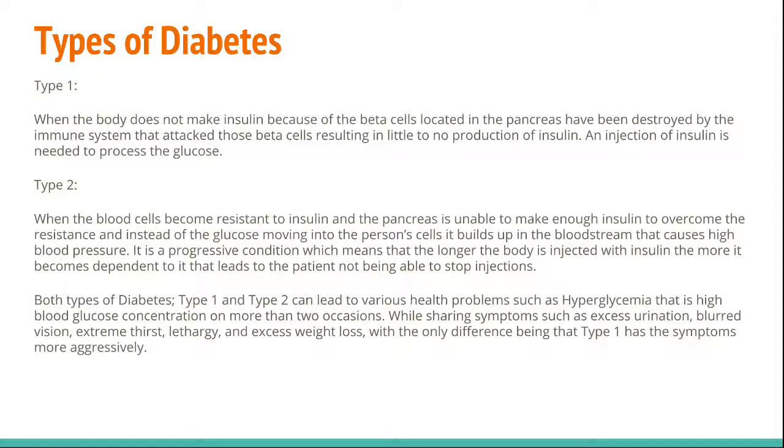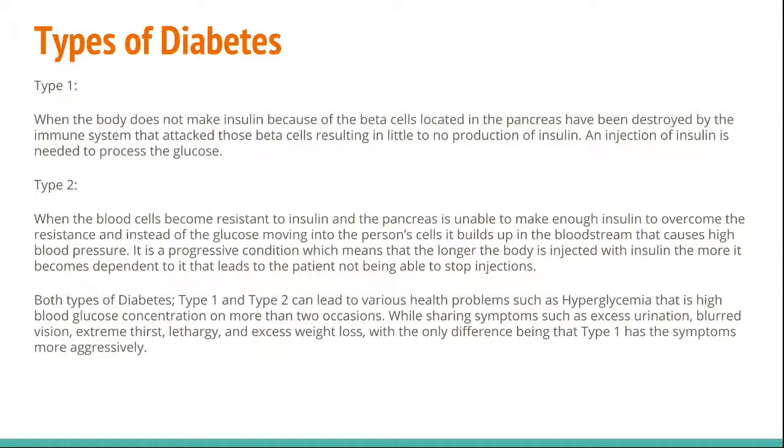Types of diabetes. Type 1 diabetes is when the body does not make insulin because the beta cells located in the pancreas have been destroyed by the immune system, which attacks those beta cells, resulting in little to no production of insulin. An injection of insulin is needed to process the glucose.